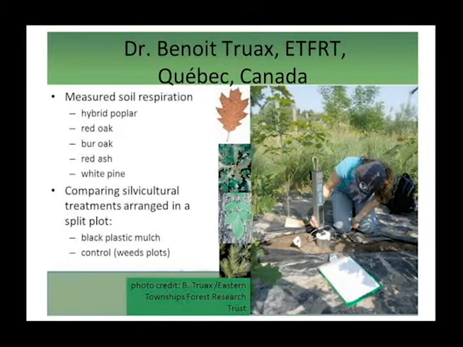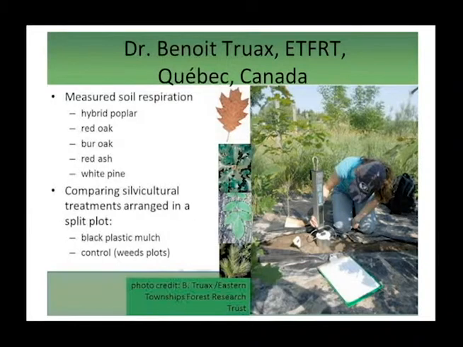The other species that soil respiration was measured on include the hybrid poplar, red oak, bur oak, red ash, and white pine. They wanted to compare silviculture treatments arranged in the split plot, so compare black plastic to the control or weed plots.